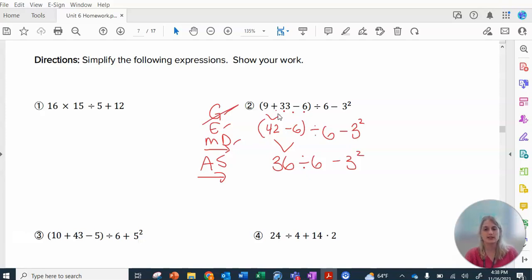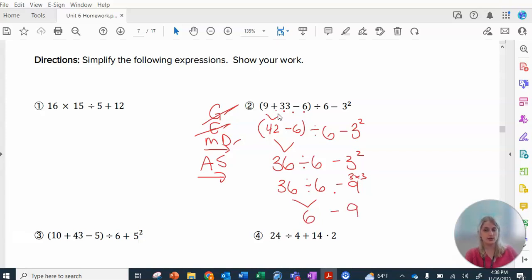Next up is exponents. 36 divided by 6 minus 3 to the power of 2 is really 3 times 3. That's not 3 times 2. It's not 6. It's 9. I've cleared my exponent level. I'm moving on to the multiplying and dividing level. I am not going to touch that subtraction until I've cleared my multiplying and dividing level. So 36 divided by 6 is 6. And then I keep my minus 9.